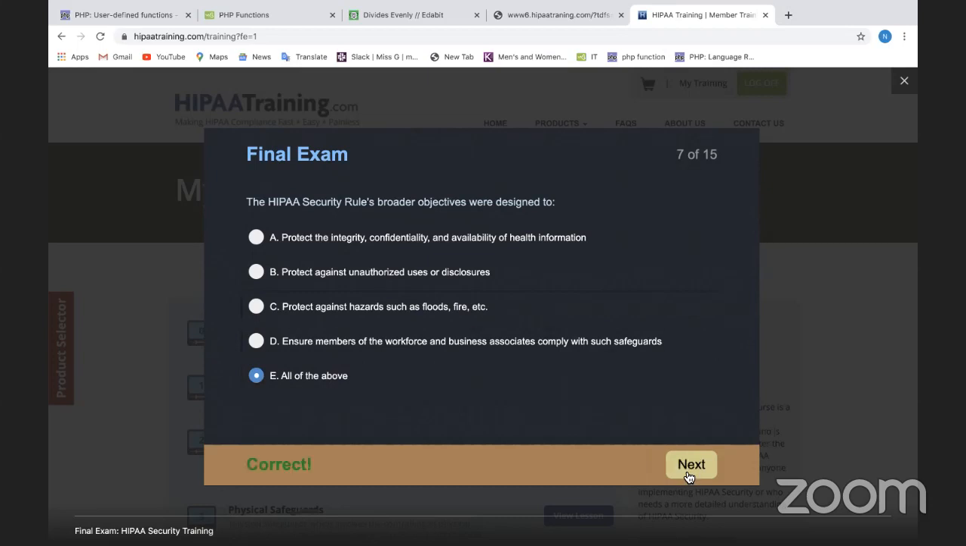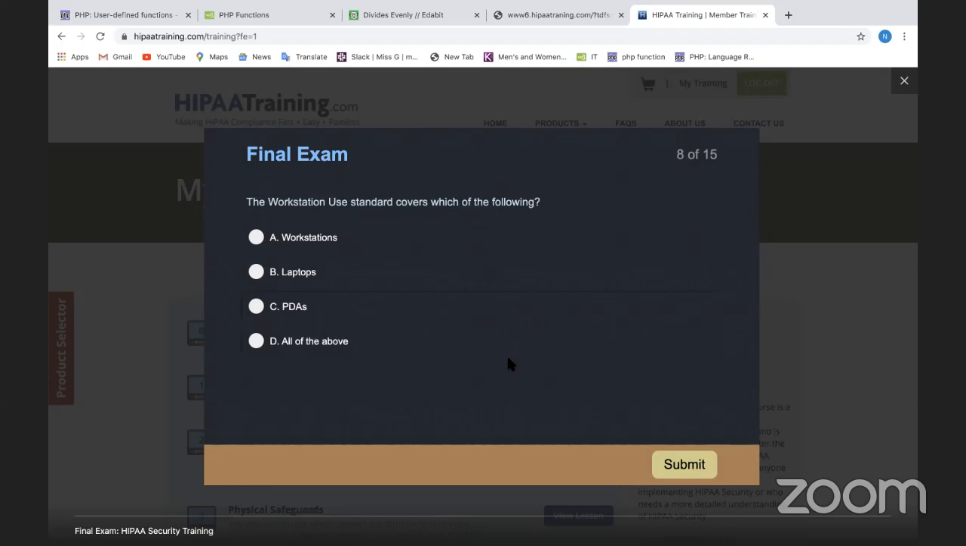Hozircha yomon emas. Workstation use standard covers which of the following? All of them, right? Hammasi bo'ladi. Yes, sir.